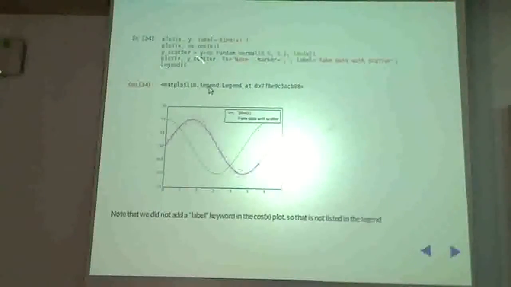if you say legend in brackets, then everything that has been labeled in the plot will have a legend box associated with it, and that box will be automatically put. If you wanted to change the positioning of the legend, by default it puts it at the top right corner, but suppose for some reason you want to put it here or here, then you could do that.